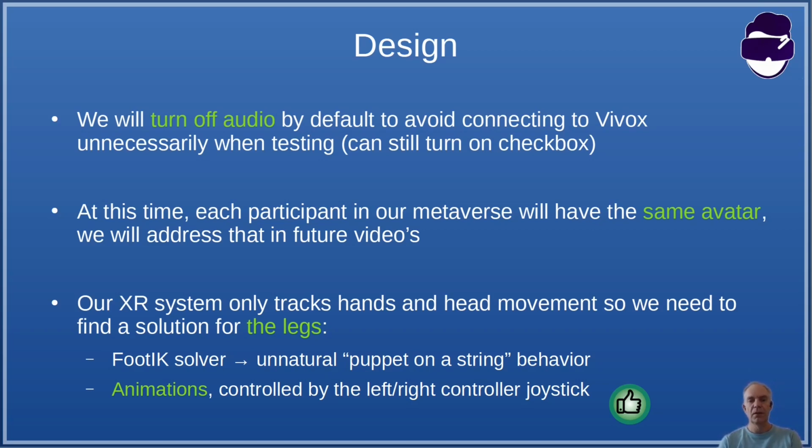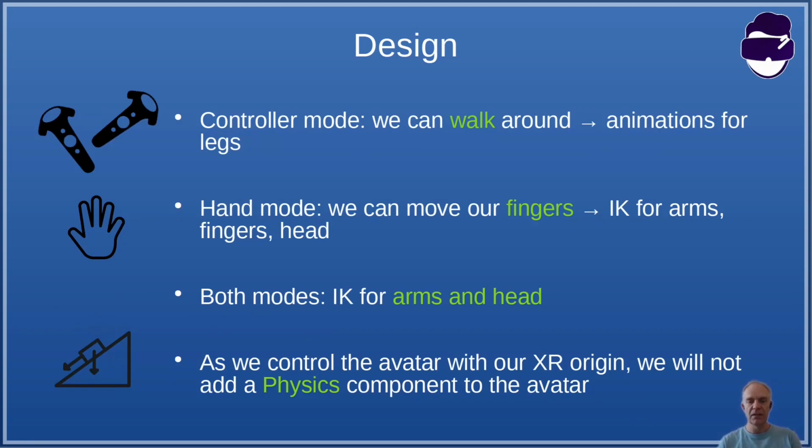Our XR system is only able to track hand and head movement, so we need to find a solution for the legs. We will animate the leg movement of our avatar, and those will be controlled by the left and right controller joysticks on your controllers. Now that has an implication. That means that in the controller mode only you can walk around. In hand mode we will add capability to move your fingers.